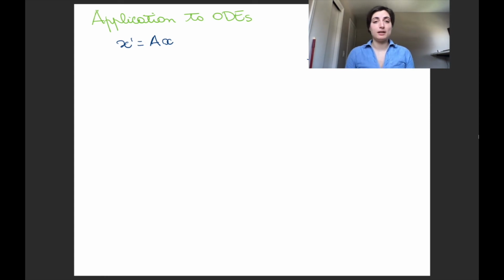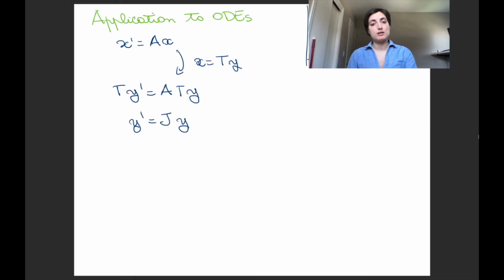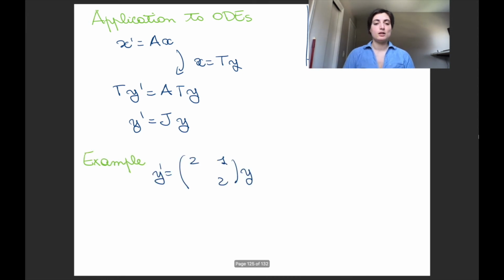How does it get applied to ODEs? Well, we have the situation in which we have x prime equals Ax. We want to apply the transformation x equals Ty. Then we have Ty prime equals ATy. We move one T to the other side because in this new situation with generalized eigenvectors, T is invertible again, and we retrieve y prime equals Jy instead of the diagonal matrix. So in this case, we would get y prime equals 2, 1, 0, 2 times y.